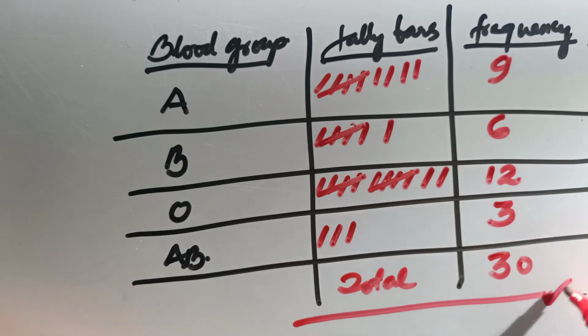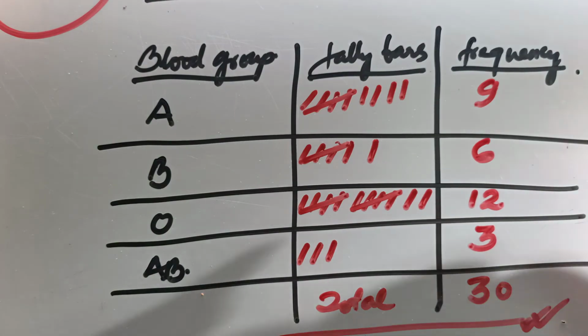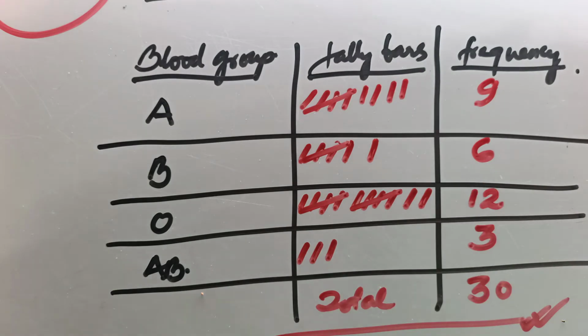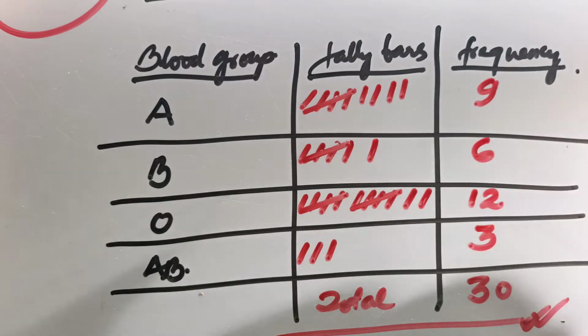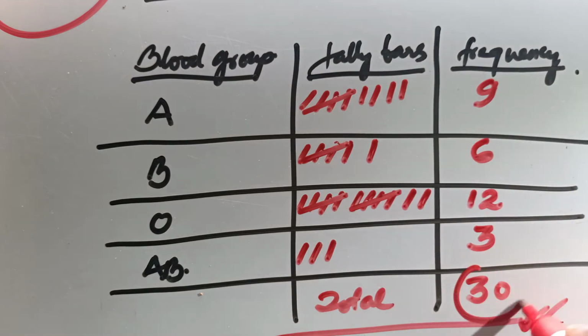So this is what we call the frequency distribution. Over here you will see, this is the frequency. The question was the form of a frequency distribution table, so what you see here is a frequency distribution table. Keep in mind there are 30 students, so the total should be 30.